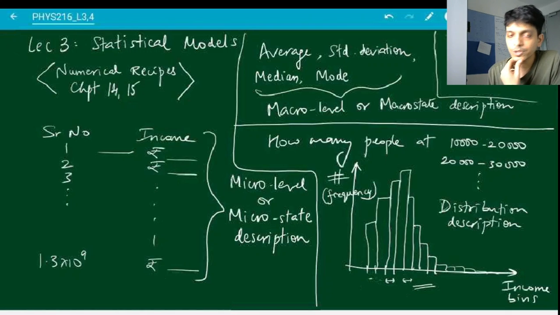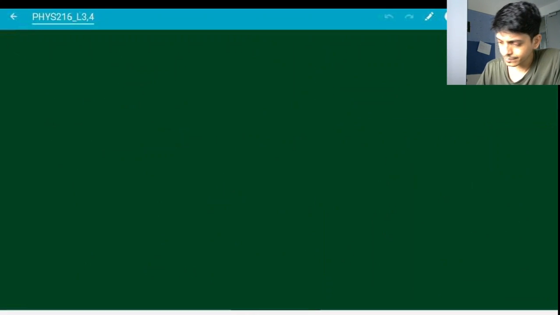So the distribution description has some intermediate level of information, and each of these three levels, macro level, micro level, and distribution level, have their own advantages and disadvantages, and they have their own utility. So depending on what you are trying to do, you might find different levels of the description important for your purposes. Let's take a physics slash chemistry example for this.